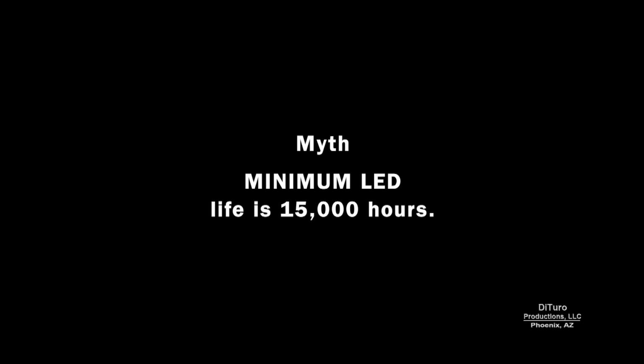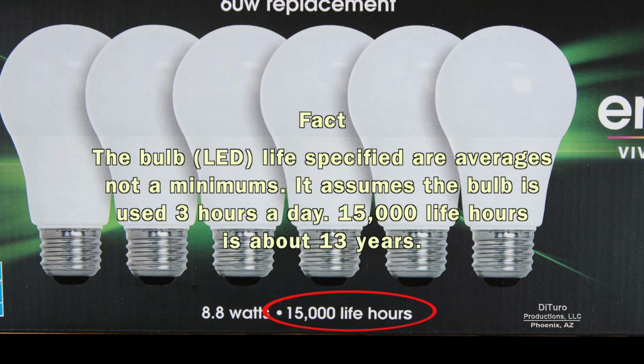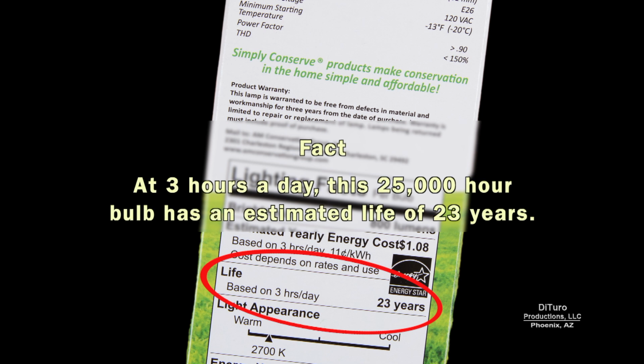As I've shared, one of the biggest myths about LED lighting is that the minimum life is 15,000 hours. The bulb life specified are averages, not a minimum. It's assumed the bulb is used 3 hours a day. 15,000 life hours is about 13 years. At 3 hours a day, this 25,000 hour bulb has an estimated life of 23 years.